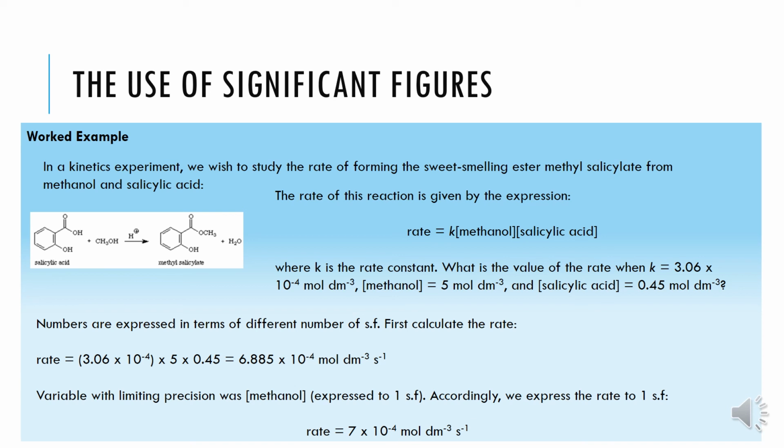What's important about that is that we can only express the answer itself to one significant figure. So although when we calculate the rate using those numbers we get a value of 6.885 times 10 to the minus 4 moles per decimeter cubed per second, because we have a value within that algebraic expression that is only written to one significant figure, we must write the answer of our calculation to one significant figure. So the correct answer here is that the rate is equal to 7 times 10 to the minus 4 moles per decimeter cubed per second.